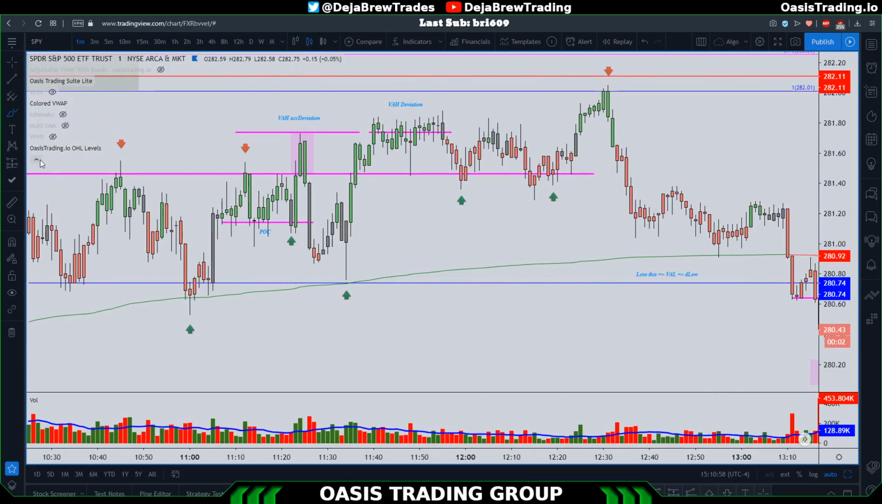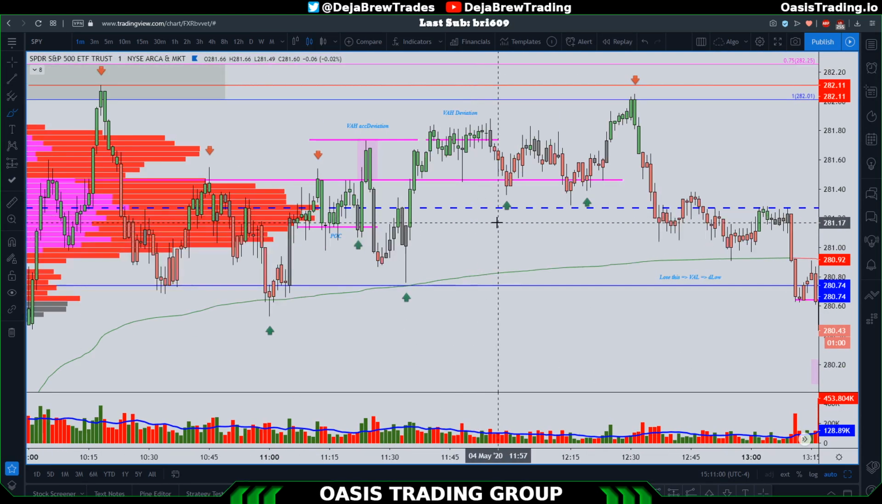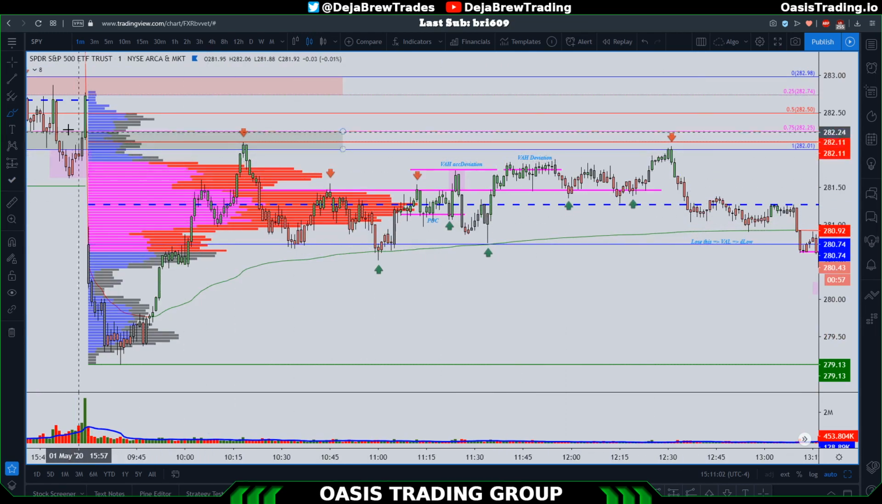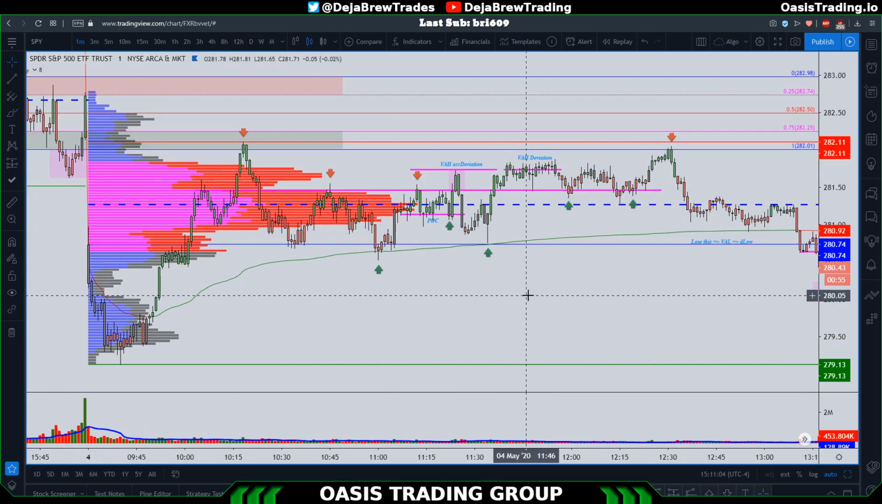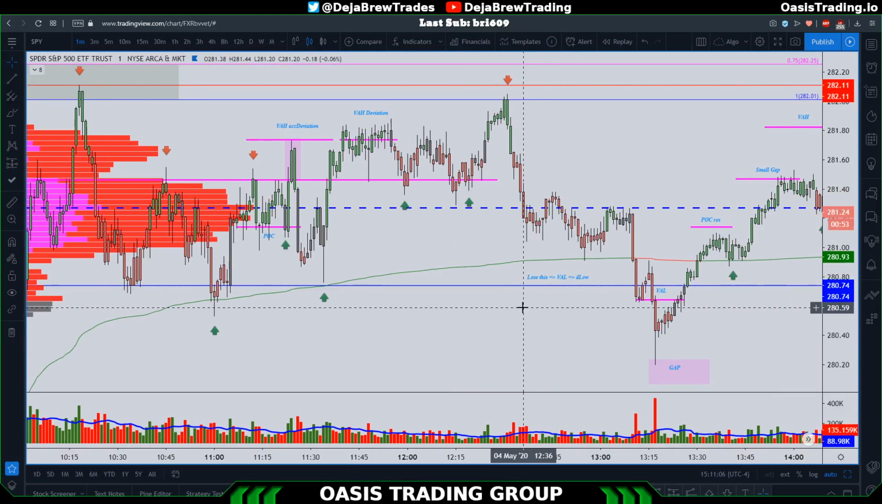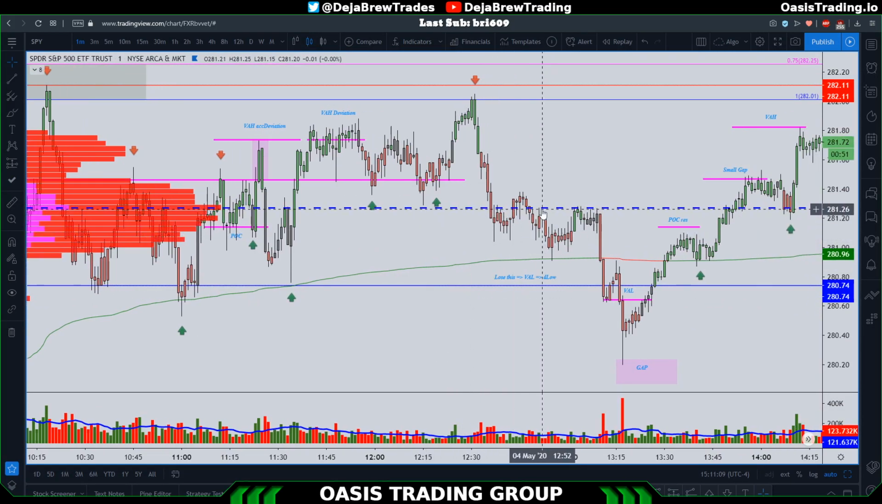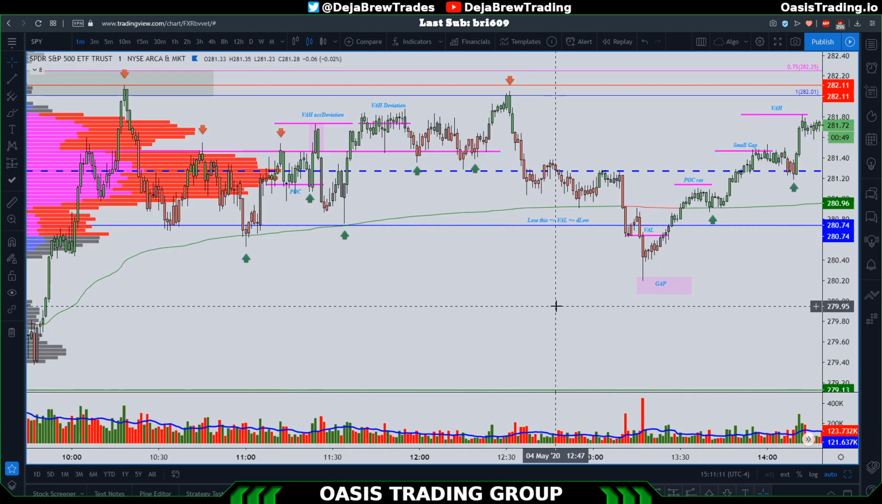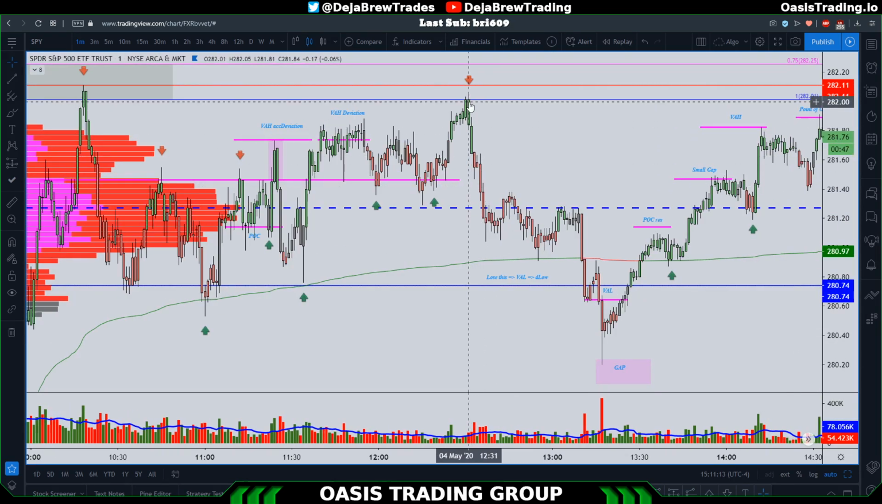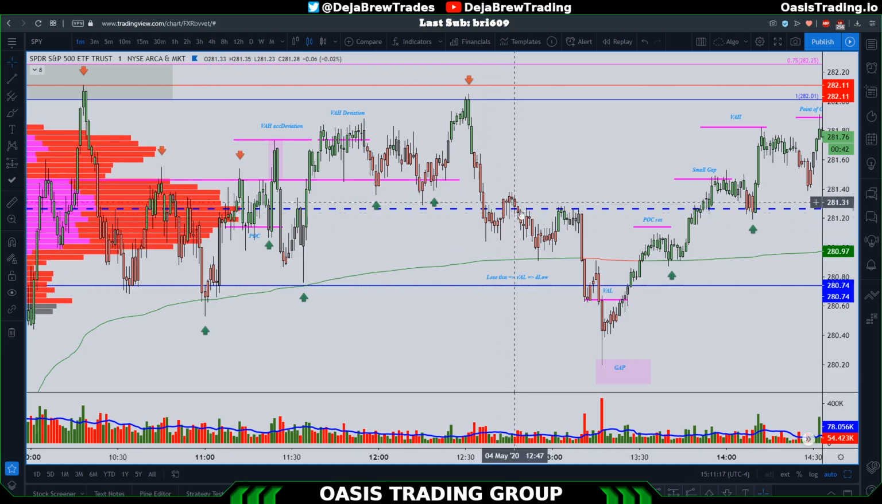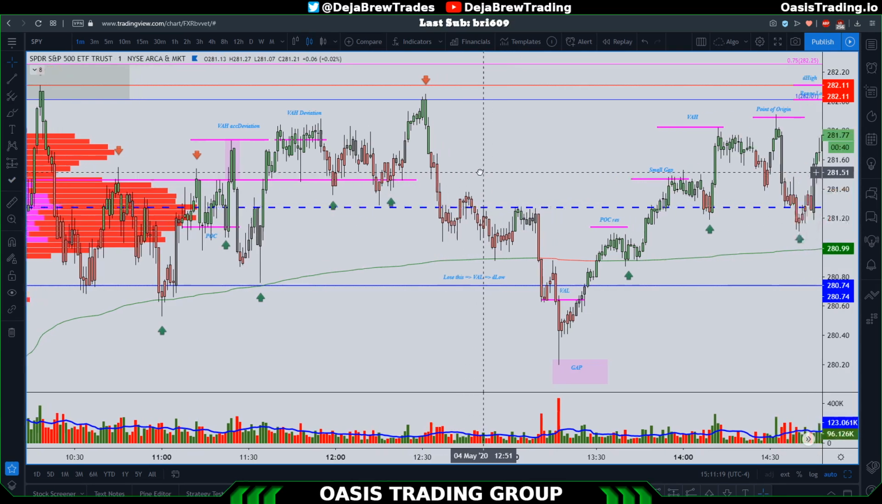So once this happened, we called out the POC and the daily open as our targets, right? This was during lunchtime, so we weren't really looking to trade this. But you had your POC and you had your daily open. So you failed your range low, you failed your daily high, failed downward, you tried to find support off the POC, could not do it.